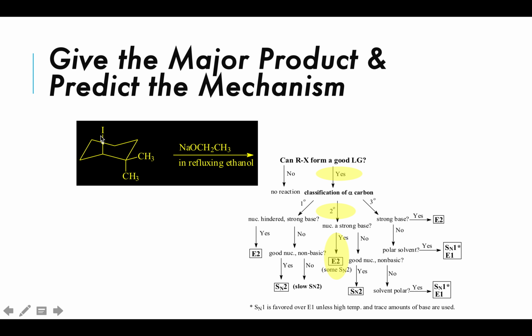Okay, iodine is a good leaving group. It's secondary. Was my nucleophile a strong base? Sodium ethoxide. And of course, we also used a lot of heat, reflux. So yes, E2 is favored.